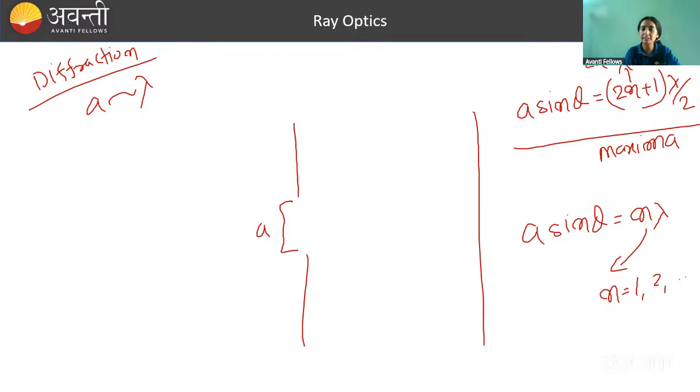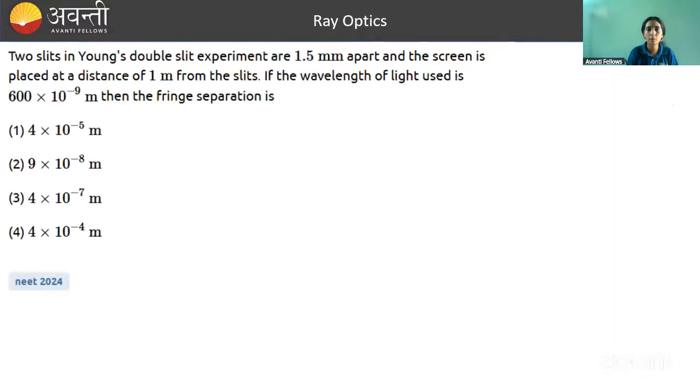Here also the width of central maxima, if you calculate, you will be getting lambda by a. And one more thing: here maxima doesn't have the same intensity from the central maxima to the other maxima. As we go up, the intensity of maxima decreases. But in interference, the intensity of maxima throughout the screen is the same. Okay. Now let's solve the questions.